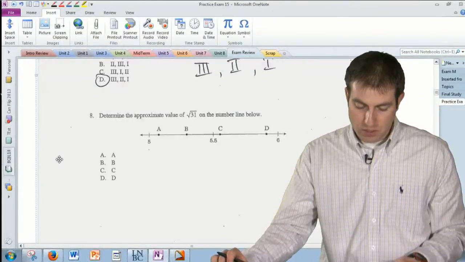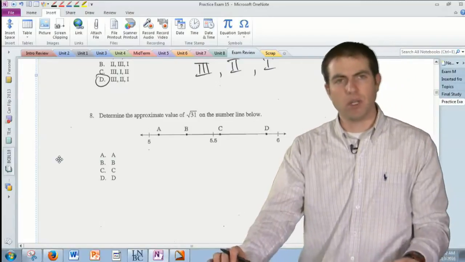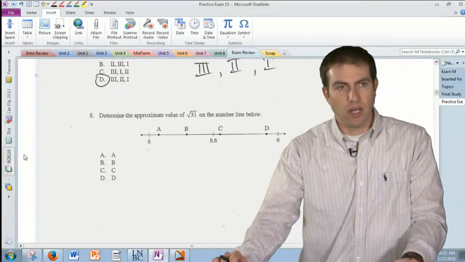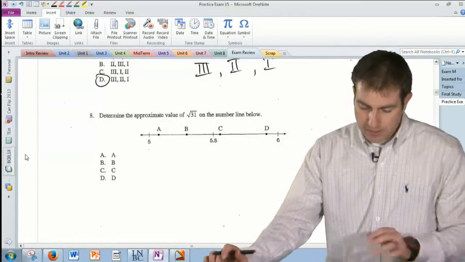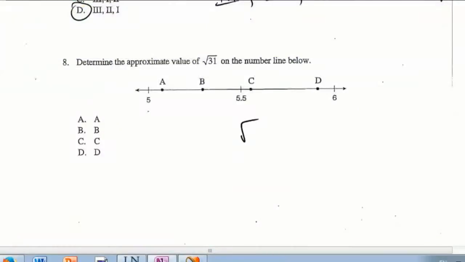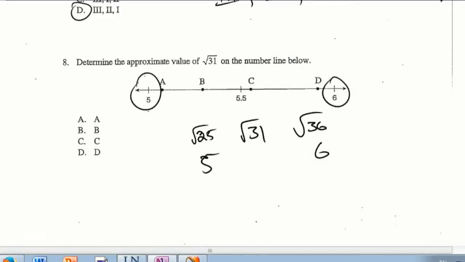Determine the approximate value of the square root of 31 on the number line below. So similar to what we did for the square root of 18 above. So square root of 31. What is it between? Well, 5 squared is 25, and 6 squared is 36. So this is between 5 and 6, which is indicated here. It's not a shot in the dark, but I have, you know, goalposts to get between.